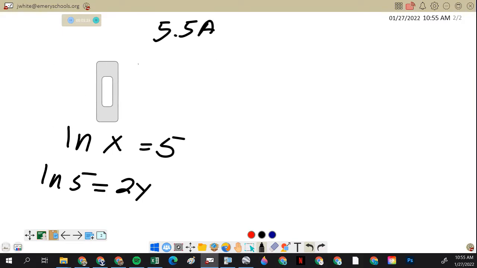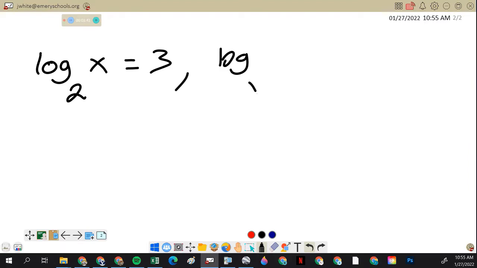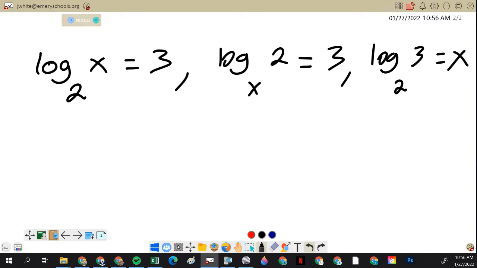Okay. So we're going to start solving logarithms. There are only 3 versions of logarithmic equations. Okay. Log base 2 of x equals 3. Log base x of 2 equals 3. And log base 2 of 3 equals x. The 3 types of equations are put a variable here, put a variable here, or put a variable here. And we need to know how to solve each of these.